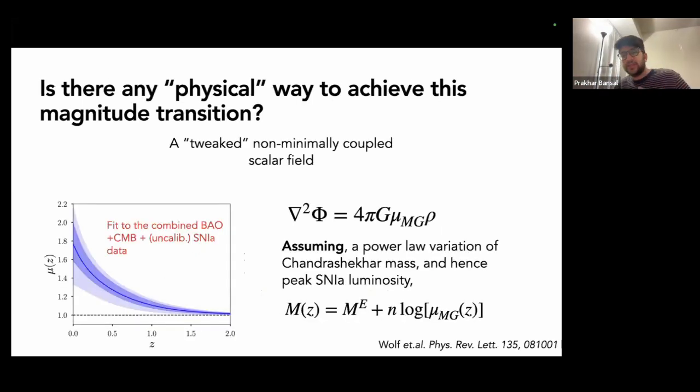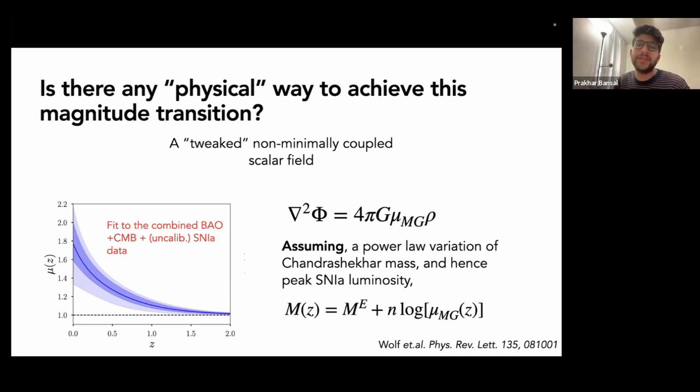Okay. Now, what I mentioned earlier: is there any way to achieve this magnitude transition? The short answer is simply no, right? I think the supernova theory sector has to dig in a bit to realize this. But there are no good solutions in the literature, I would say, that would work.